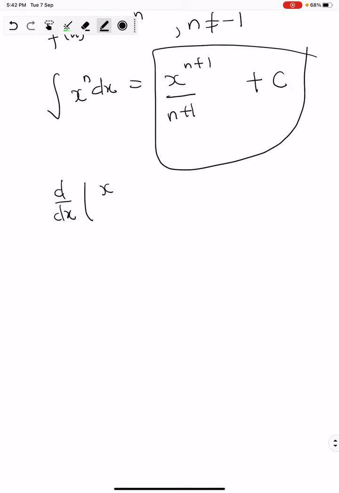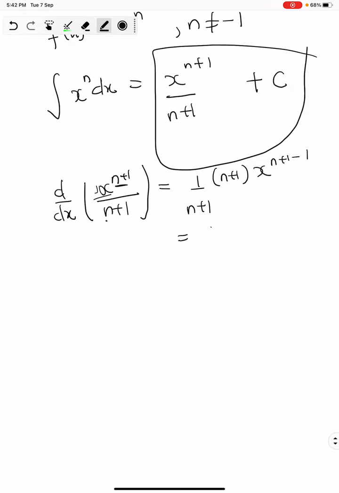If I have a function x to the power n plus 1 divided by n plus 1, since n is a number, this is going to be 1 over n plus 1. Then we differentiate x to the power n plus 1. If I differentiate x to the power n plus 1, you multiply the exponent by the function. So I have n plus 1 times x. You subtract 1 from the power. So we have n plus 1 minus 1. And this is equal to n plus 1 divided by n plus 1 times x to the power n.